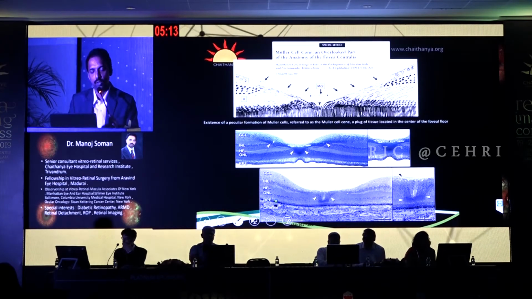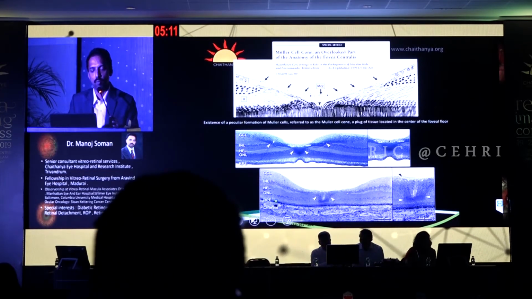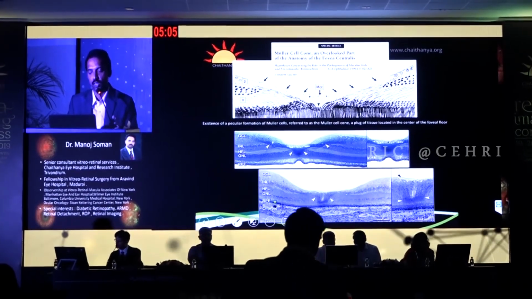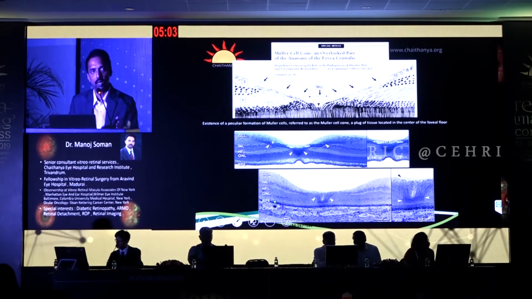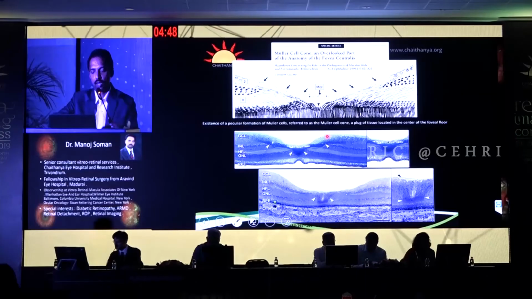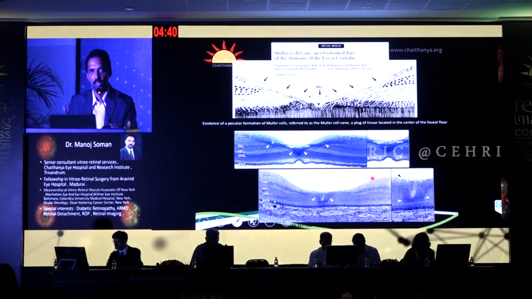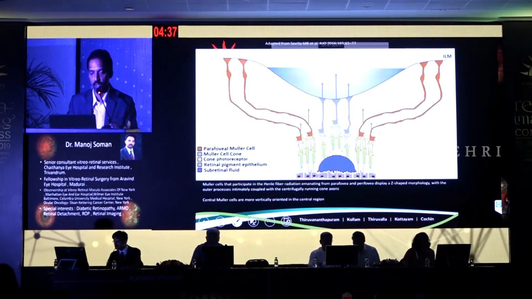Now, Gass had proposed the existence of a peculiar formation of Muller cells, referred to as a Muller cell cone, which is a plug of tissue located in the center of the foveal floor, the base represented by the internal limiting membrane, and the apex adherent to the central photoreceptors. Subsequently, investigators have shown on histopathology that this does indeed exist. You see the two photographs there, the blue color represents the Muller cell cones. The top image is the primate eye and this is a human eye, where in both instances you can see the Muller cell cone, which is clearly evident.